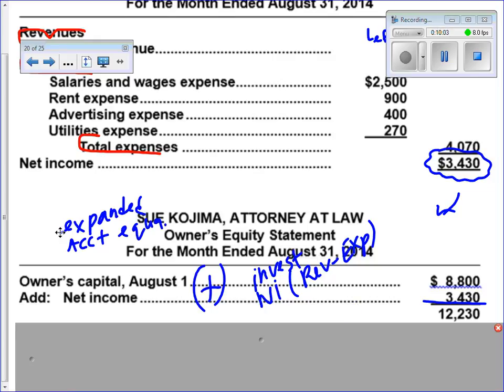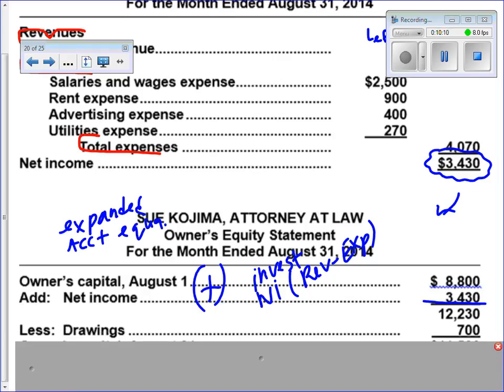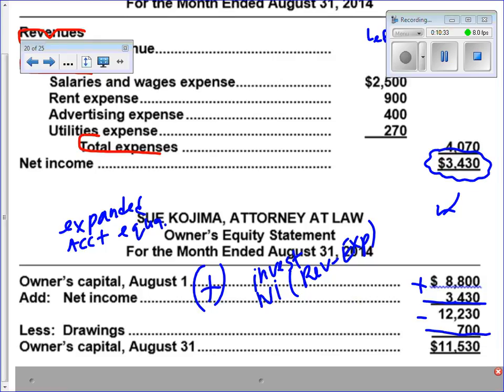What are we subtracting from the accounting equation? He does not get to keep, or in this case, she does not get to keep her drawings. That lowers her overall worth. And what we're trying to figure out here is what she's worth. I see a single rule again. So up here the math was a plus, down here the math was a minus. She's worth $11,530.